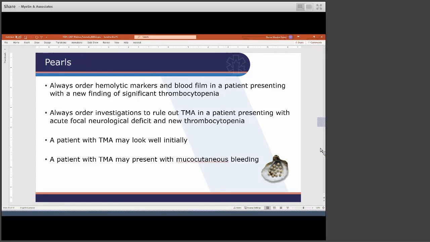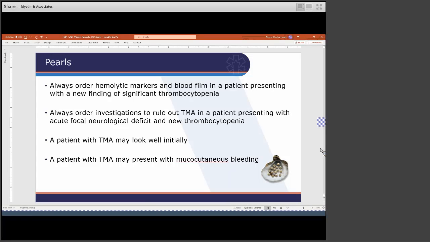Okay, so let's go to the next slide. Here are some of the pearls. They're not so much pearls as motherhood statements, and some of them probably reflect common misconceptions and some of them are just one of those commandments. So if you see a patient with a new finding of significant thrombocytopenia, and it's new and unexplained, this patient should not leave your emergency room without you ordering hemolytic markers and a blood film.